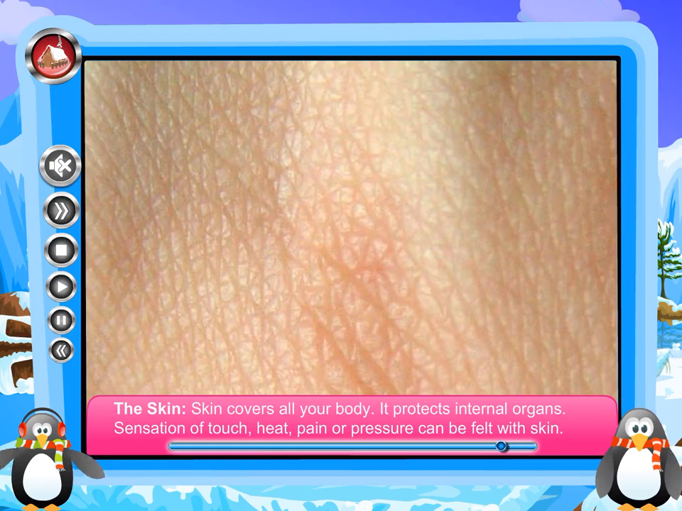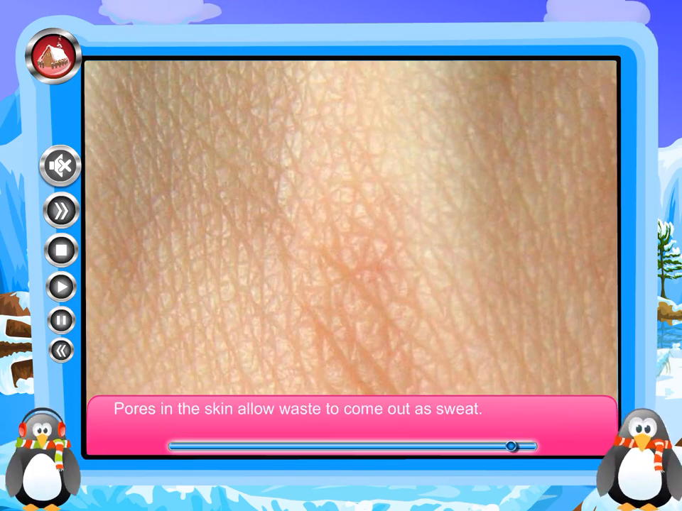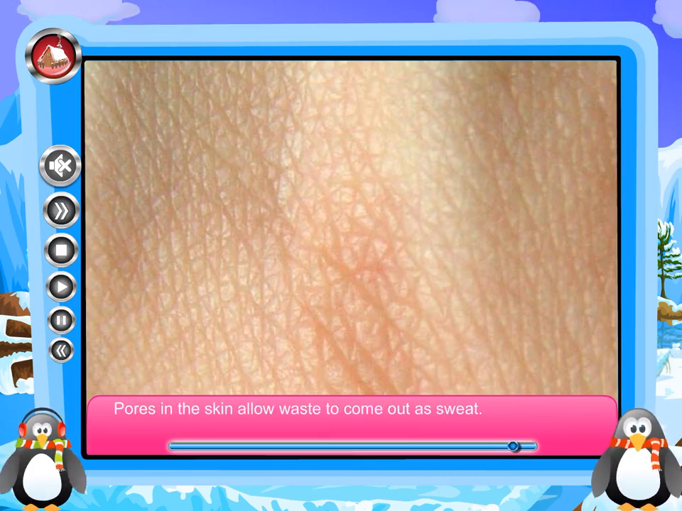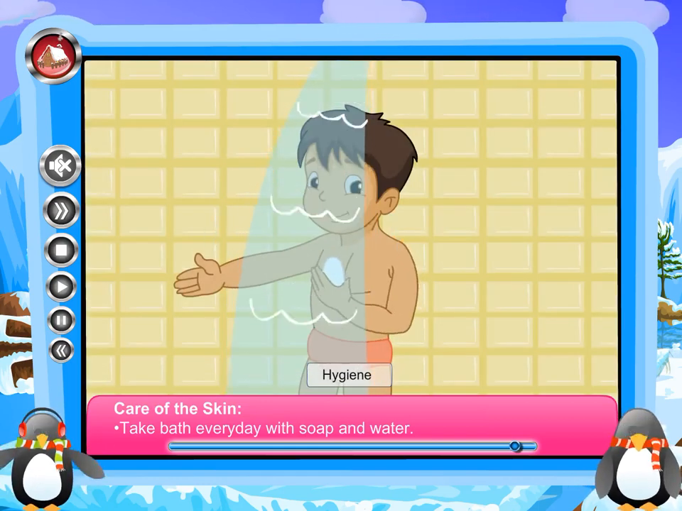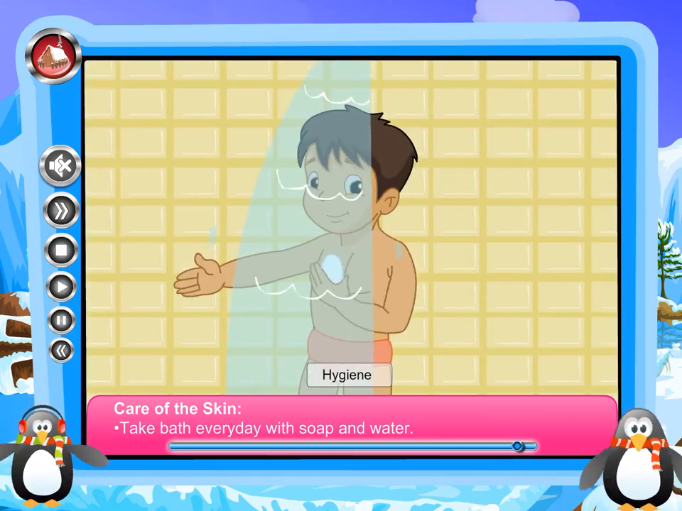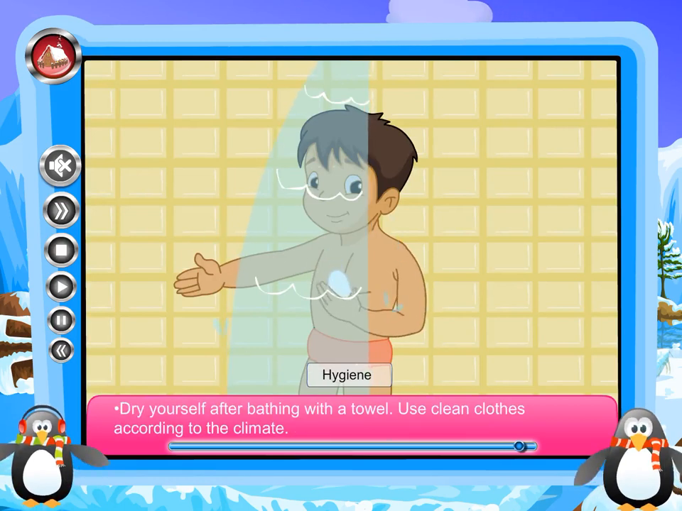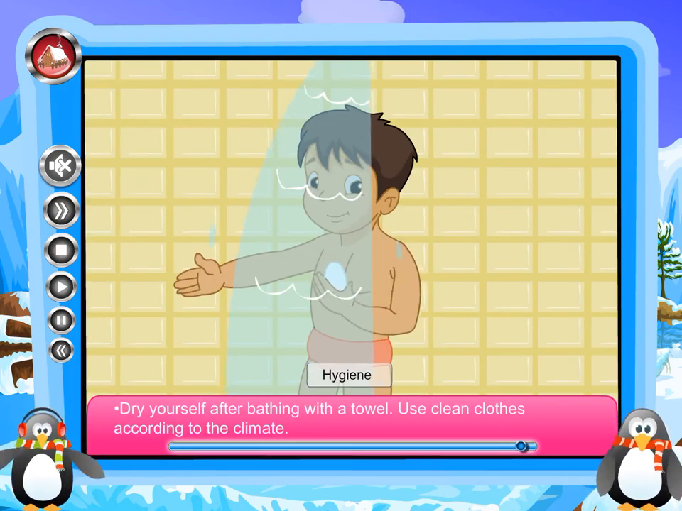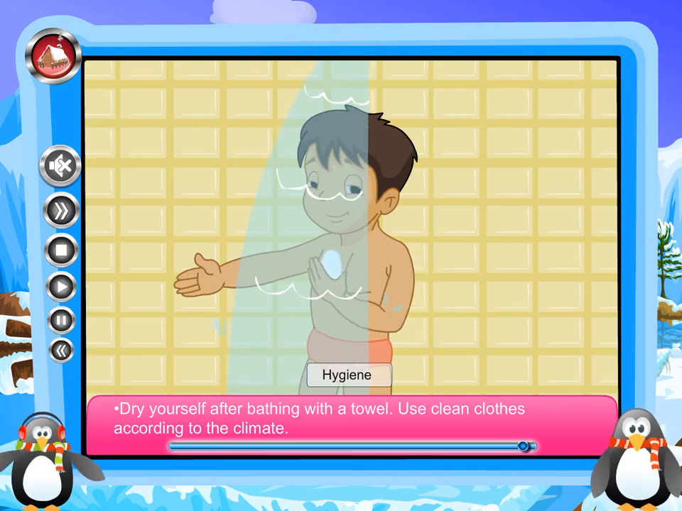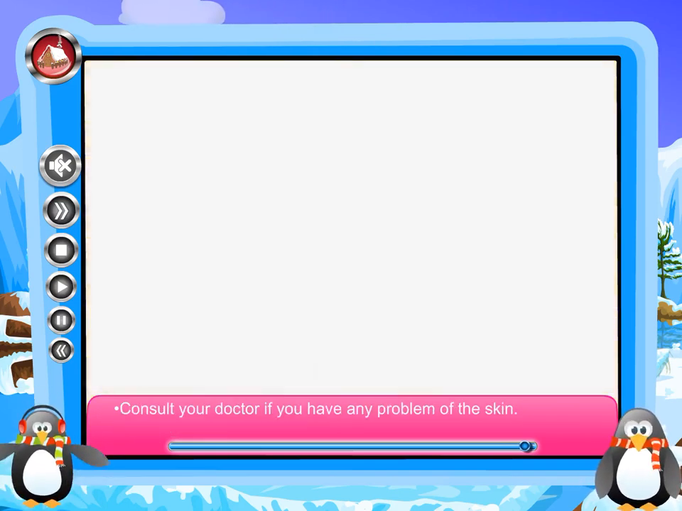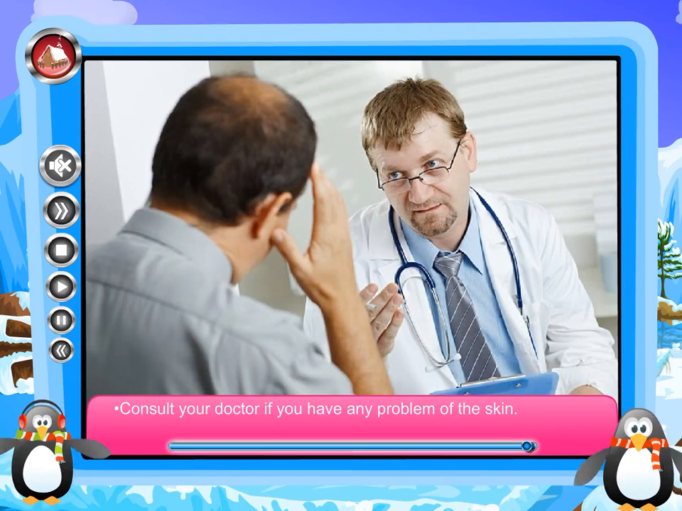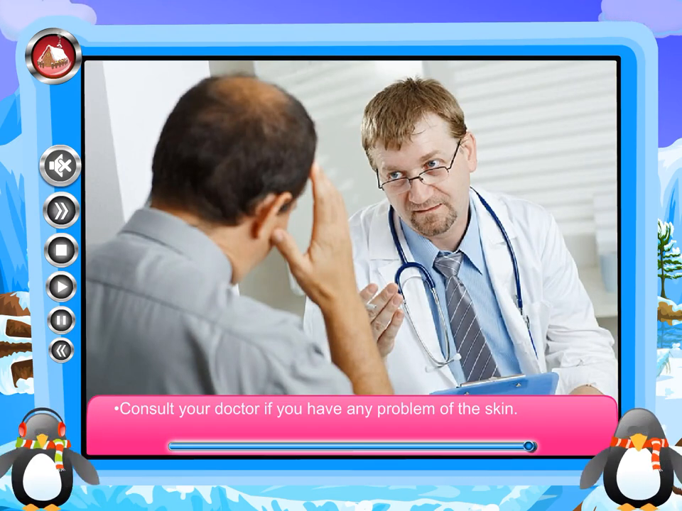The skin. Skin covers all your body. It protects internal organs. Sensation of touch, heat, pain or pressure can be felt with skin. Pores in the skin allow waste to come out as sweat. Care of the skin. Take a bath every day with soap and water. Dry yourself after bathing with a towel. Use clean clothes according to the climate. Consult your doctor if you have any problem of the skin. Let us revise.